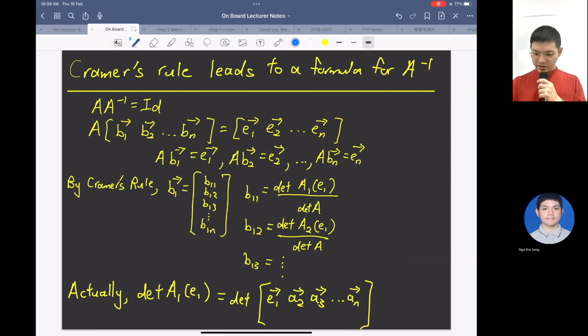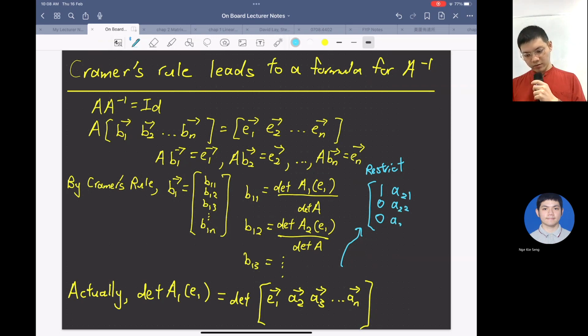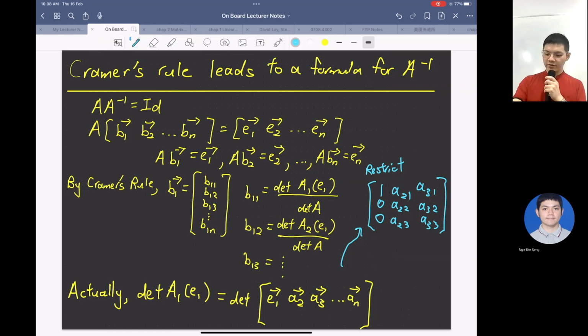If you cannot imagine it, let us try something. Let's restrict to the 3 by 3 case again, with entries A21, A22, A23, A31, A32, A33 below the first row. What if you want to compute the determinant in this case? What do you get?